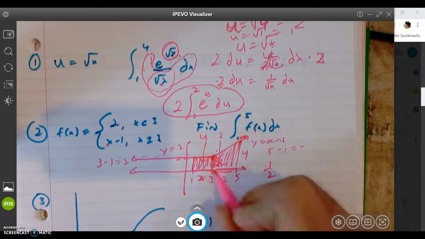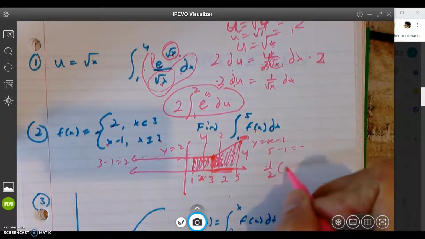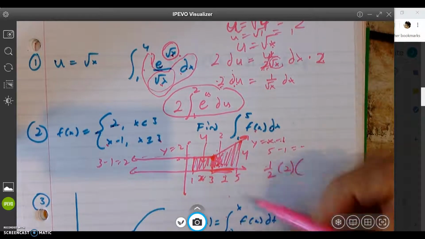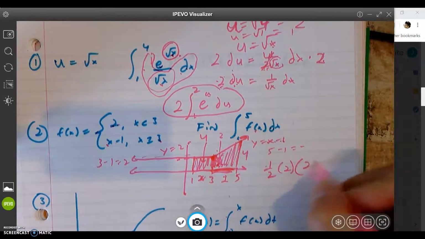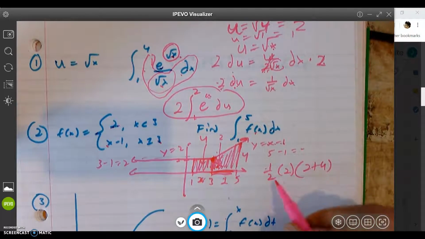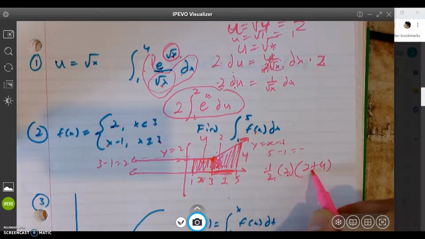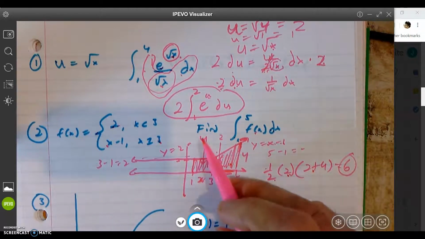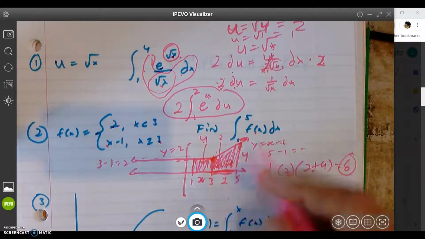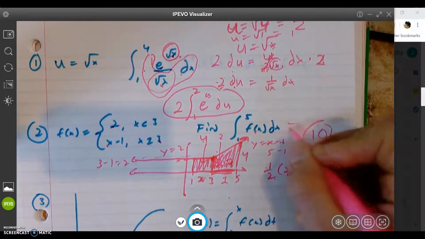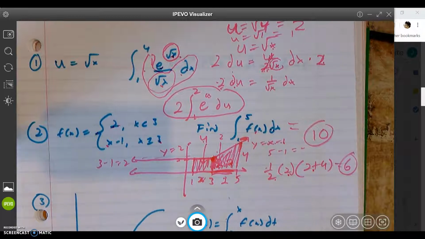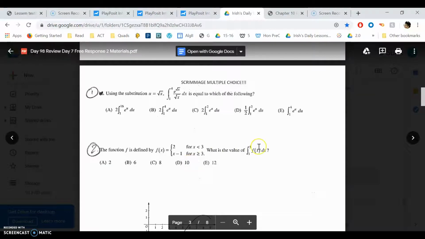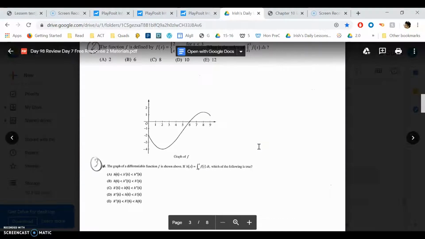So that's going to be 1/2 times the height, which is 2, times the two parallel sides, those are the bases, 2 plus 4. So half of 2 is 1. 1 times 6 is 6. So this trapezoid is 6, that's the area, and this is 4, so 4 plus 6 is going to be 10 is the answer there. So number 2, answer is 10. So that would be D. Cool. All right, so this one.